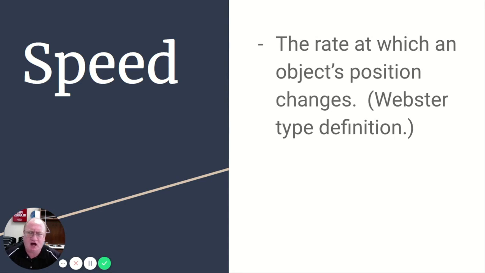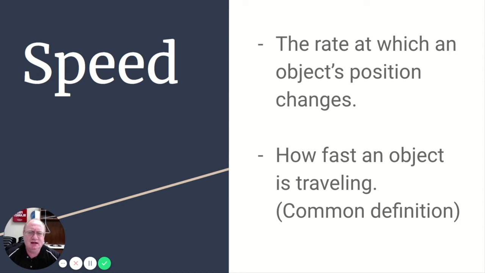So let's come up with a common definition for speed. And I believe something like how fast the object is traveling is pretty close. We kind of know what speed is.